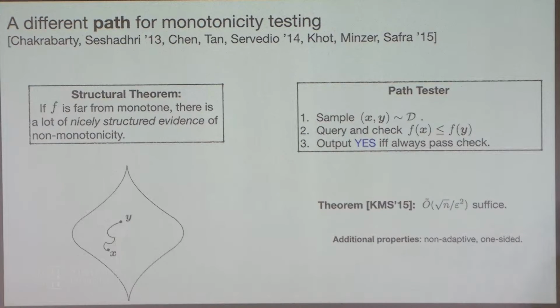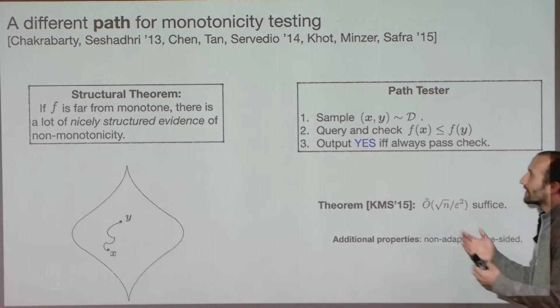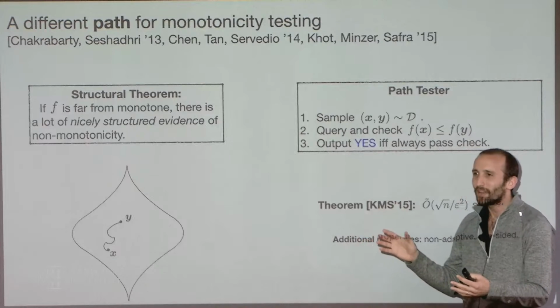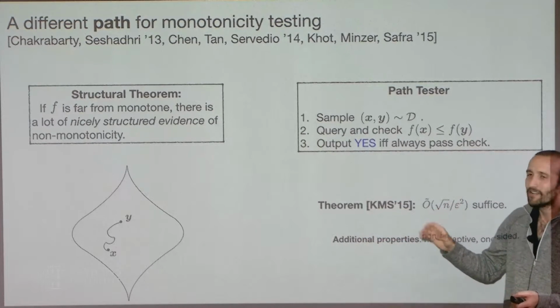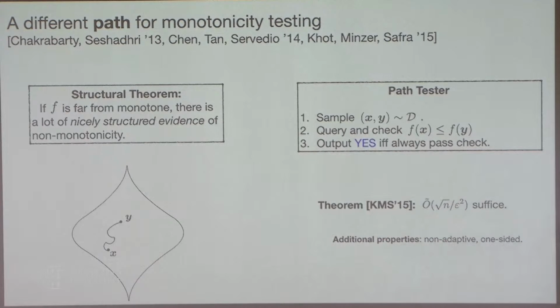Okay. In the past, I guess since 2013, Chakrabarty and Seshadri took a different path for monotonicity testing, where they show a different structural theorem, and it gives rise to the analysis of a different test. They show that not only do you have a lot of edges, there's a lot of very structured evidence of non-monotonicity. And they analyze what's called the path tester.